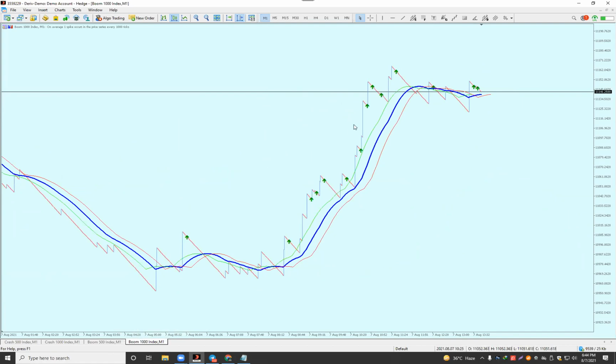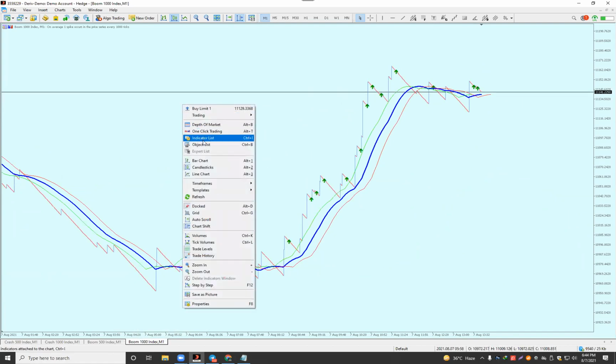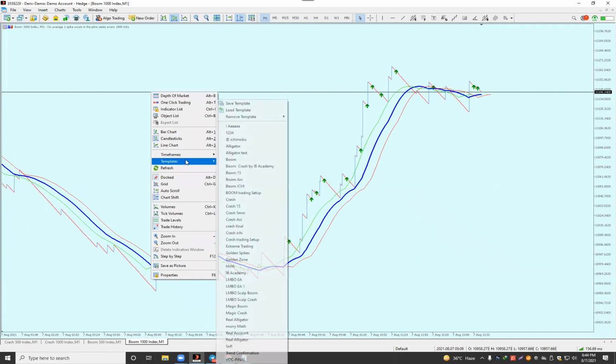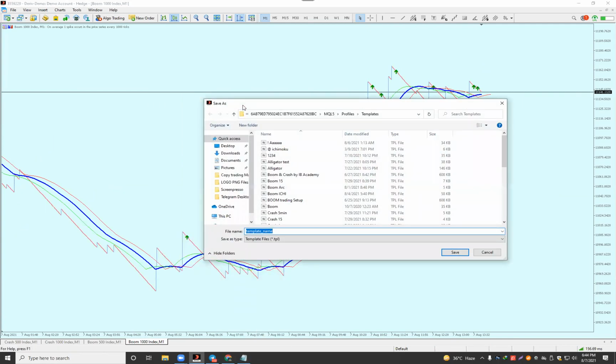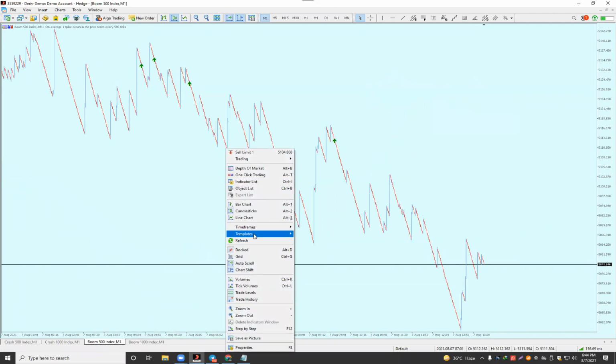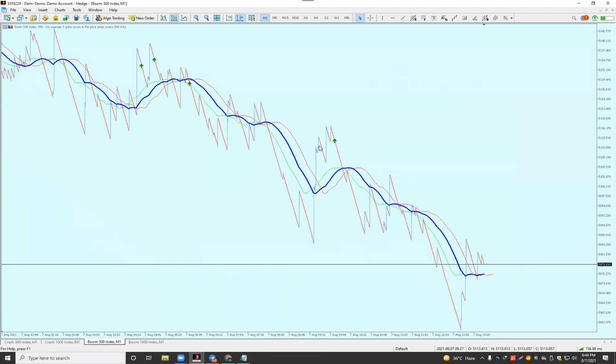We are going to save this template and we will check this template on all other pairs. Okay, so on the Boom 500, the same template we load here. See what you are looking at, a downtrend. There is a downtrend. Here price changes.